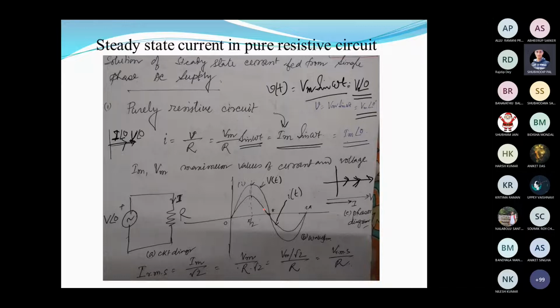Why is it 0? Because at t equal to 0, it crosses the 0. If at t equal to 0 it is crossing like that, then it has some phase value, maybe either positive or negative. In that case, that would be reflected here with this.